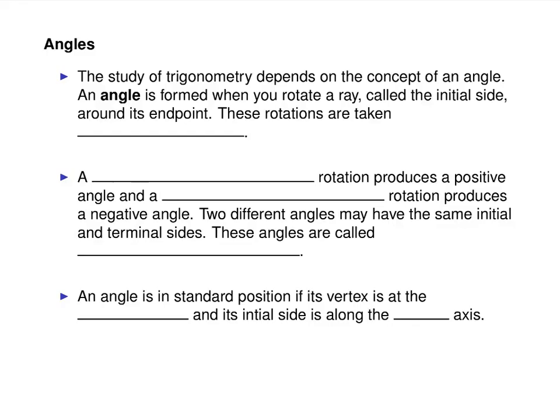So this trigonometry depends on the concept of this angle. This angle is formed when you rotate a ray. You have this thing called the initial side around some endpoint, and how far it rotates is the angle. Usually it's represented by the Greek letter theta. And for some reason, don't ask me why because I'm not 100% certain, these rotations are always taken counterclockwise. In this system, counterclockwise is positive. So they're all taken counterclockwise.